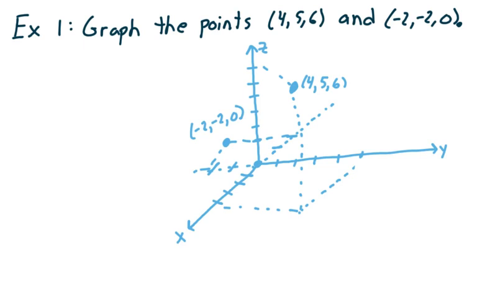It's very similar to plotting points in 2 dimensions. You start at the origin, you move a certain amount along the x and a certain amount along the y, right? In 3 dimensions, we move a certain amount along the x, a certain amount along the y, and a certain amount along the z, and we're still starting at the origin to plot those points.